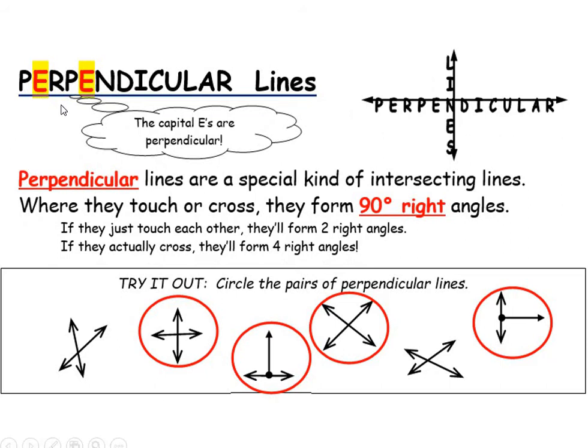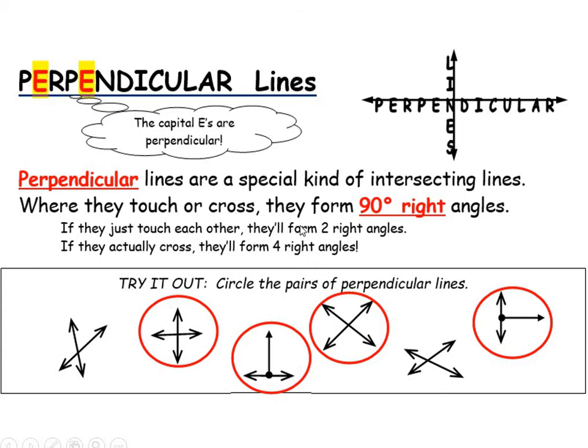And if you make capital E's, not lowercase, but capital E's, they do actually form perpendicular lines. The definition of perpendicular lines is that they're a special kind of intersecting line. So in other words, it's kind of like a Dalmatian is a type of dog. There's a distinguishing characteristic here about a perpendicular line that makes it a special type of intersecting line. And that distinction is that when they cross or touch each other, they form 90-degree right angles. So anything that crosses is intersecting lines, but perpendicular lines are the special case of intersecting lines.